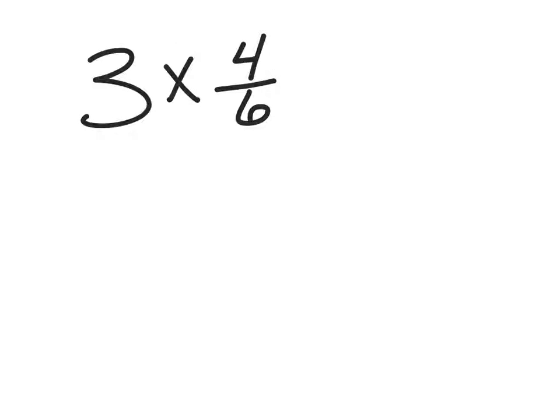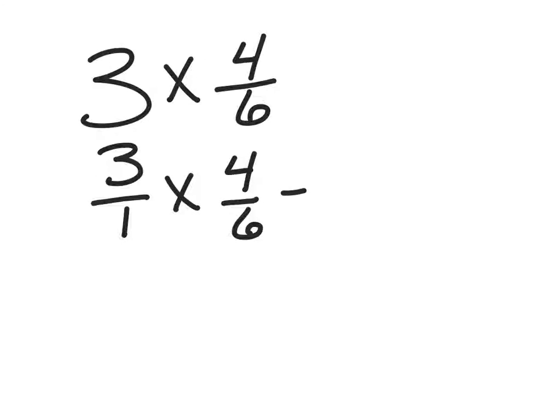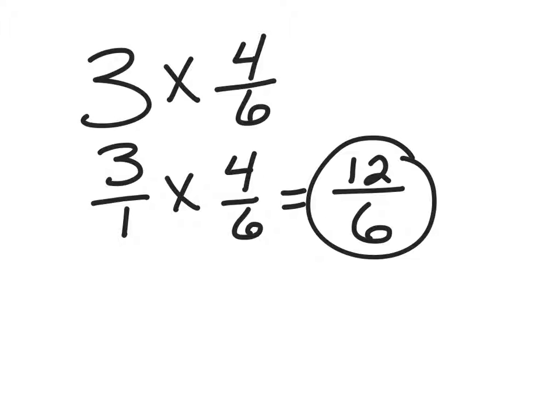So let's do the algorithm first, and I'm going to convert this into 3/1 times 4/6, right? And with multiplying fractions, you just multiply across on the numerators, and 3 times 4 is going to give me 12. And then you multiply the denominators, and 1 times 6 will give me 6, right? 12/6 is your answer. However, the cool thing here is that we notice it is top-heavy or improper.